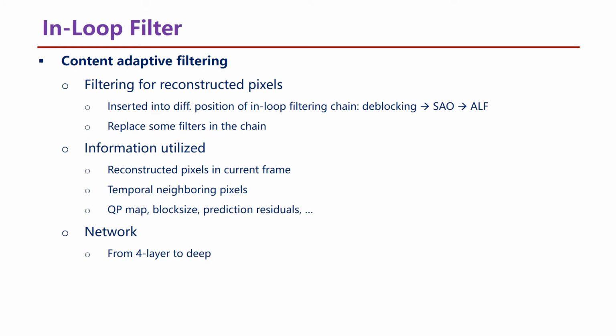As a short summary of neural-network-based in-loop filters, they are a kind of content adaptive filtering, which can be inserted into different positions of the in-loop filter chain, from deblocking and SAO to ALF, or replace some parts of the existing chain. Additional information other than the decoded frame can help the performance, including temporal neighboring pixels, maps of QPs, block partitioning, and prediction residues, and deep neural networks can obtain more gain than those with fewer layers.